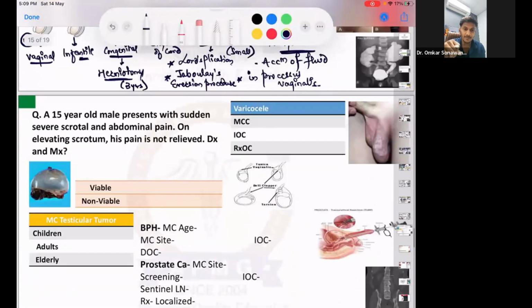Lord's or Bascom surgery is the treatment of choice for which condition? Quickly tell me. Lord's or Bascom surgery is the treatment of choice for pilonidal sinus. It is the treatment of choice for pilonidal sinus.